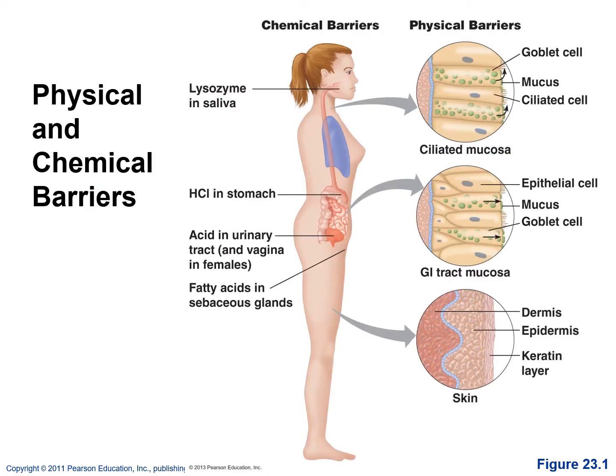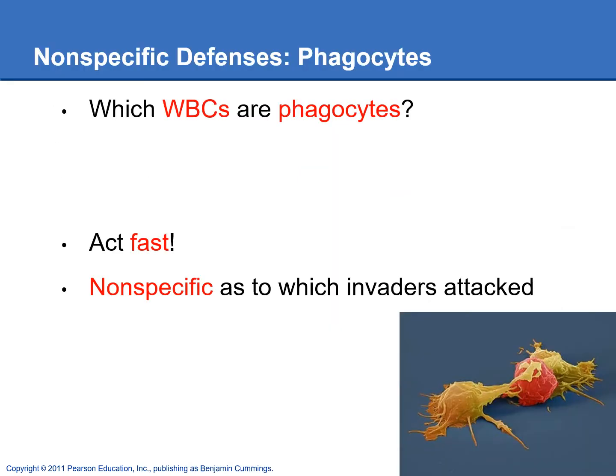And this is just showing you the physical barriers, the skin and mucous membranes, and you've got some chemicals there too, like the stomach acid, the mucus, and lysozymes and other things that will help prevent things from getting into your body. So we just did our first line of defense, the physical barriers, the skin and mucous membranes, which are non-specific. They keep out everything.